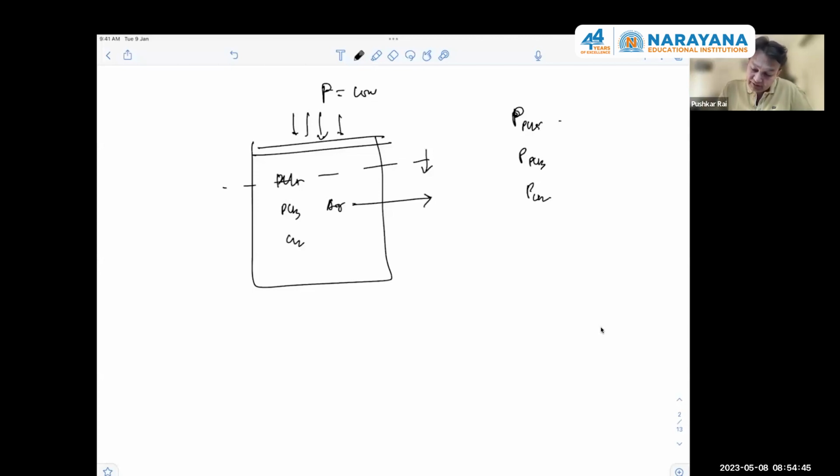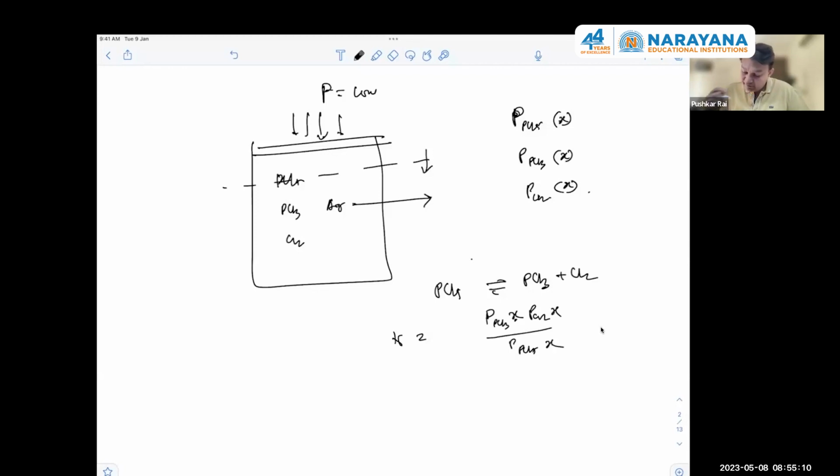What is the factor? Suppose everyone is increased by a factor of x. If everyone is increased by a factor of x, and your equilibrium was represented like this, PCl5 giving PCl3 and Cl2, your equilibrium constant K is equal to pressure of PCl3 times pressure of Cl2 divided by pressure of PCl5. So this is jumped by a factor of x, this is jumped by a factor of x, and x. So obviously what happened? This ratio becomes what?